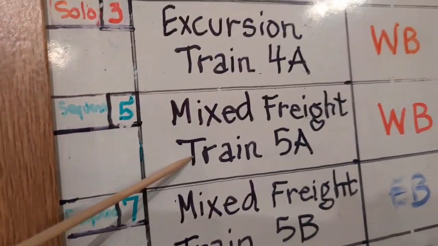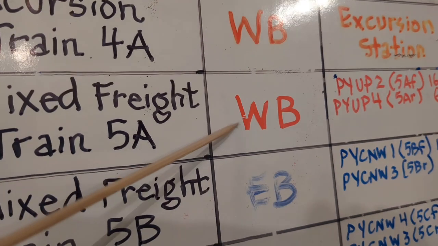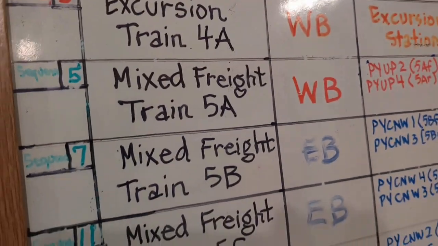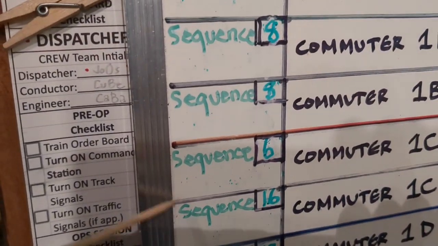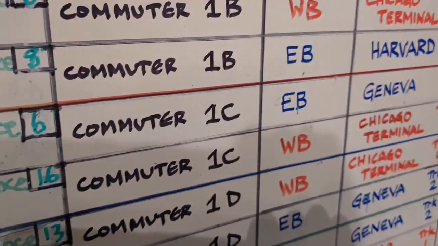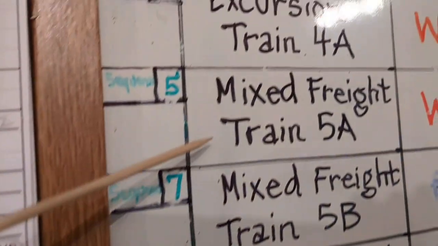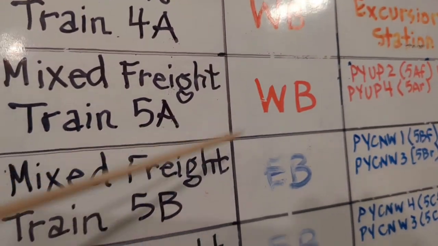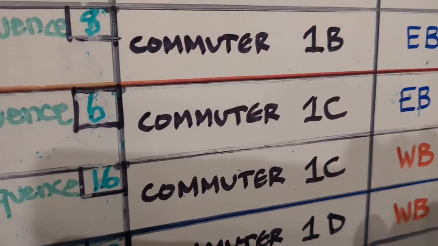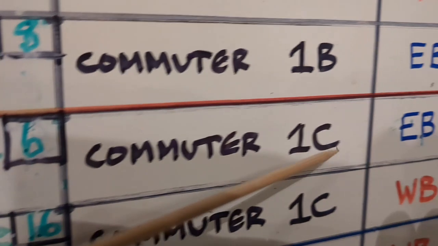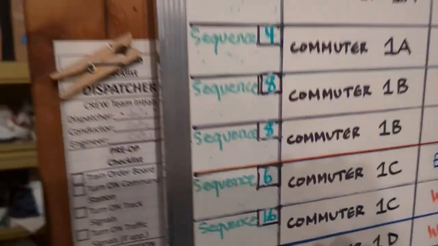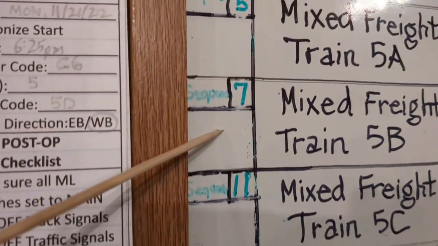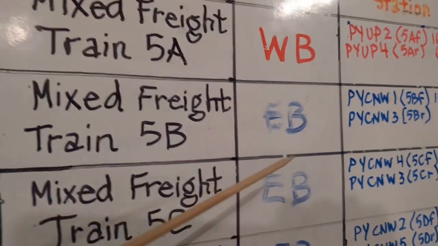But then 4, 5 is back to a mixed freight. This will be the westbound to clear more tracks in the UP yard. And then 6 is another commuter. It kind of goes back and forth. So here's my freight train going westbound. And then I run my commuter train, number 6 sequence, will be eastbound. All right, so 7 is another freight going eastbound.